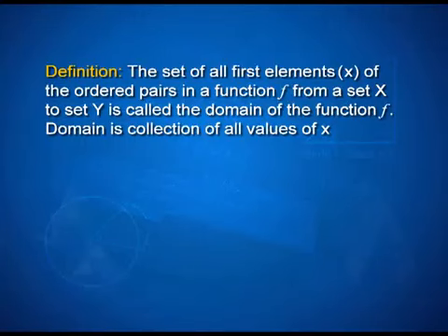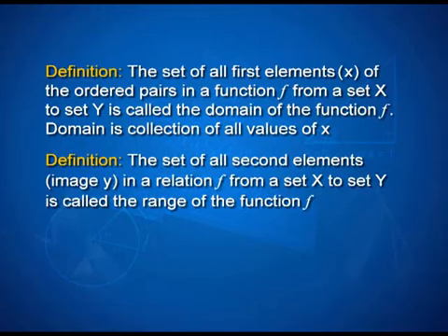Keeping in the language of f being a relation as a collection of ordered pairs, we also define domain to be the set of all first elements of the ordered pairs in the function f from set X to set Y. That is, domain is the collection of all values of x, whereas range is the set of all second elements, that is the image, written most often as y, in a relation f from a set X to set Y.